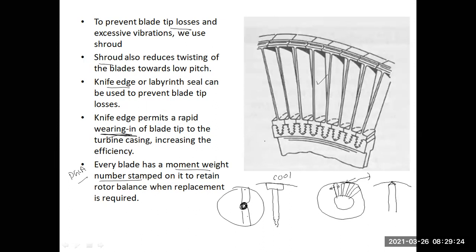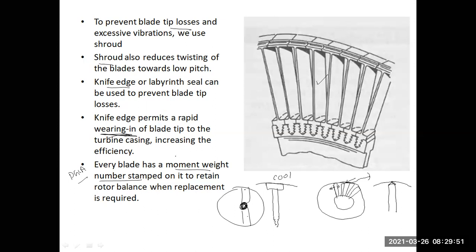I will take another blade with a moment weight of 400 gram meter and keep it over here. That is how you do the replacement. Whenever replacement is necessary, remember that the blades are given with the moment weight stamped on them. Just find out the moment weight of that turbine blade and replace it with a blade of the same moment weight. It will automatically be balanced, thus reducing your cost.